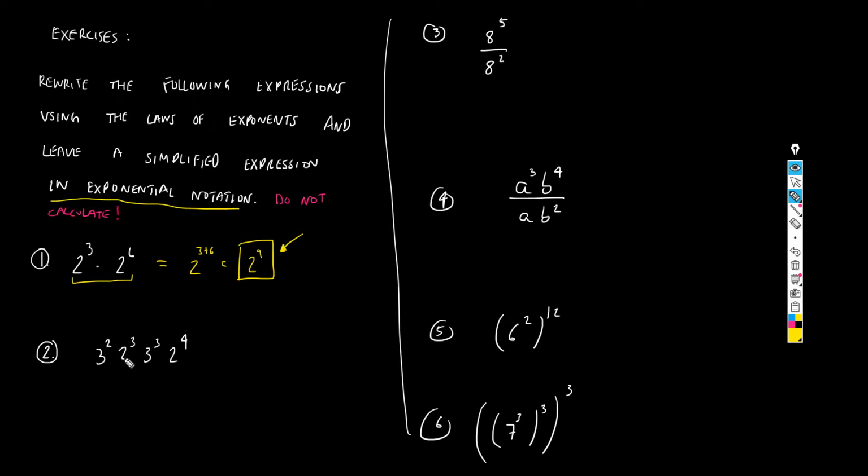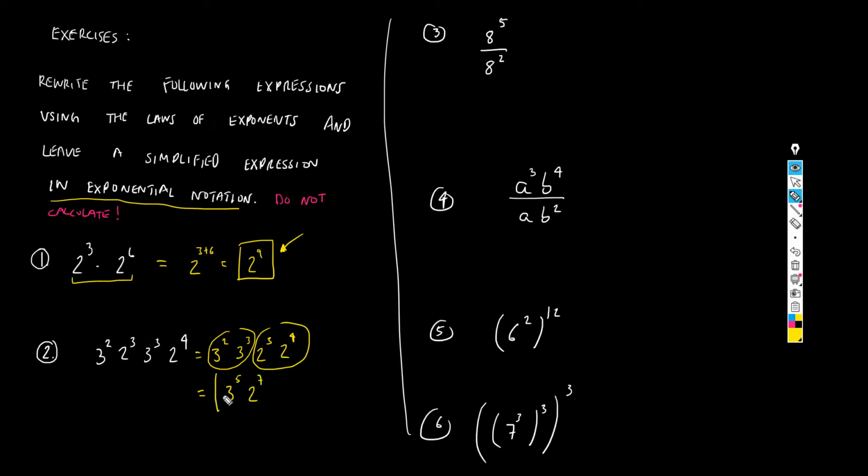3 to the 2 times 2 to the 3 times 3 to the 3 times 2 to the 4. Let's reorder the factors first because I can always do that. I'm going to express this as 3 to the 2 times 3 to the 3 times 2 to the 3 times 2 to the 4. And then I'm going to apply the same law. 3 to the 2 times 3 to the 3, that's going to be 3 to the 5. And 2 to the 3 times 2 to the 4, that's going to be 2 to the 7.